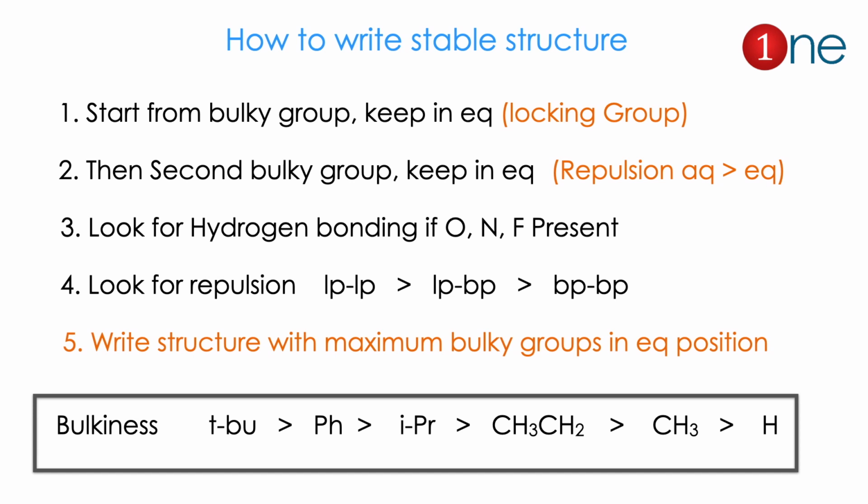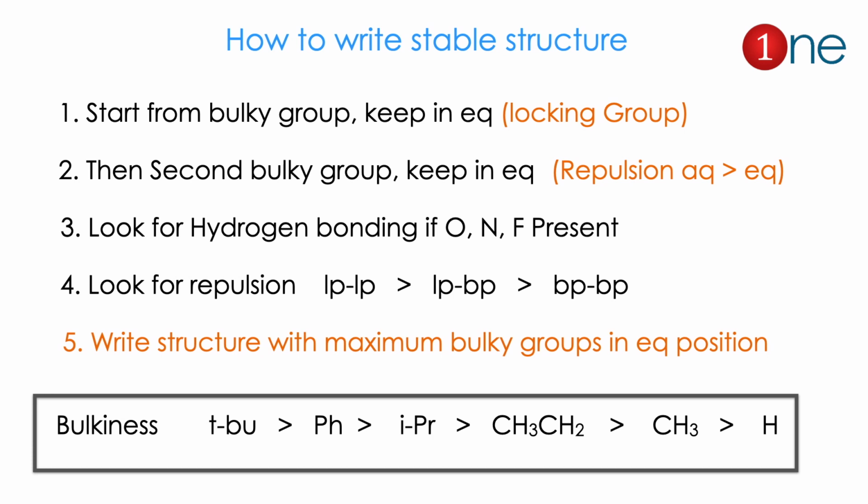Let us see how you can write the stable structure. First, for writing, you have to start from the bulky group. That bulky group should be in the equatorial position. That group is called the locking group. Then you have to start from the second bulky group, which also comes in the equatorial position.